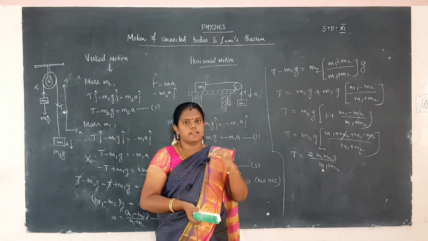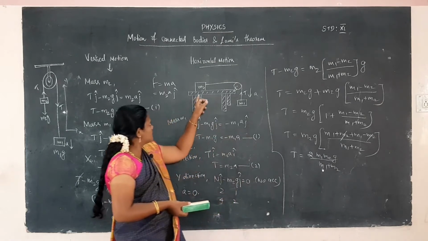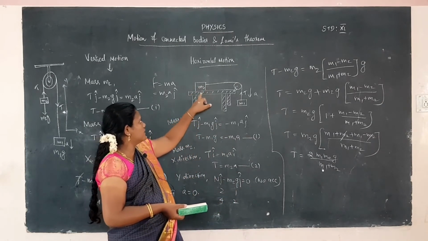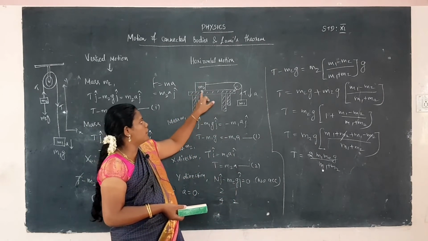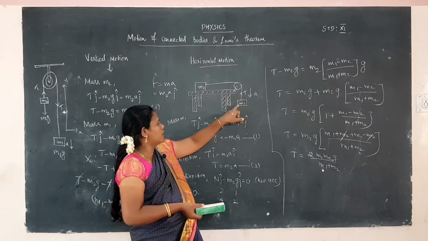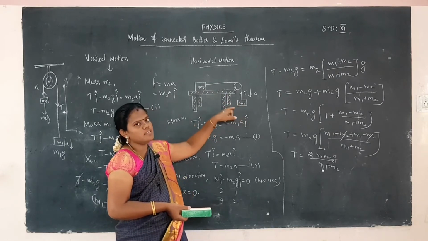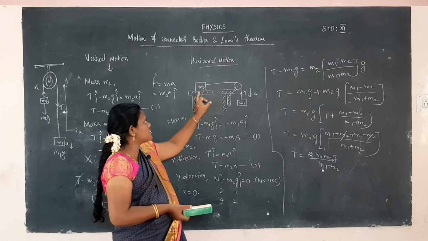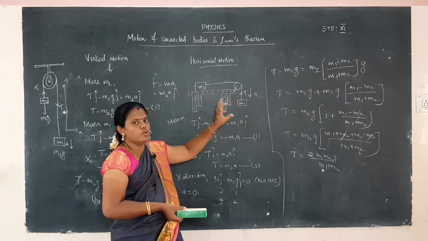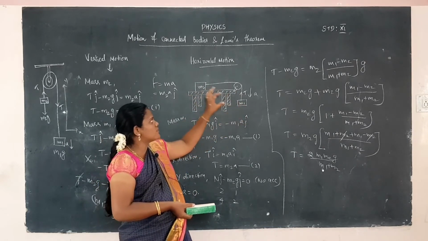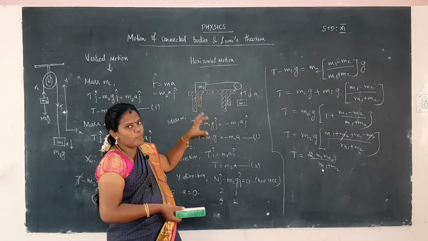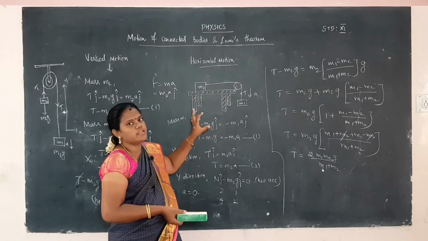One mass will be located at rest on the table, and another will be hanging from the first mass by using the pulley. So we have to consider a vertical motion as well as a horizontal motion. That is the way we easily calculate the tension acting on the string.